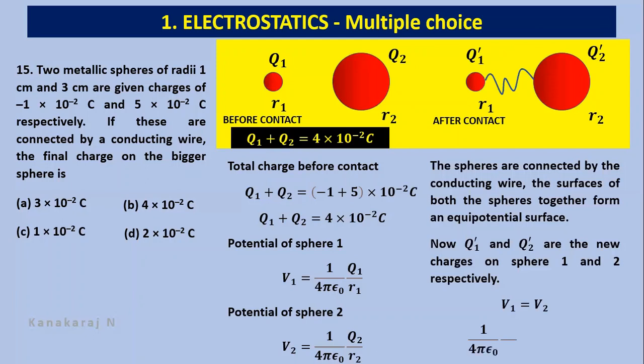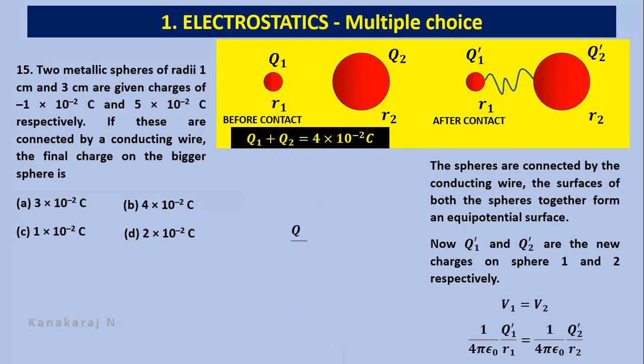V1 is 1 by 4 pi epsilon naught with the new charge Q1 prime by R1, equals 1 by 4 pi epsilon naught Q2 prime, the new charge, by R2. So let us go further with the equation. The 1 by 4 pi epsilon naught terms get cancelled. So we are left with Q1 prime by R1 equals Q2 prime by R2. Let us substitute the values of R1 and R2 given in the problem. So Q1 prime by 1 into 10 power minus 2.